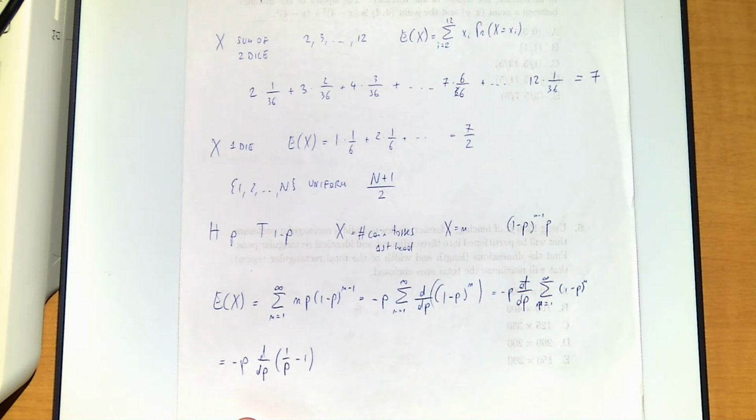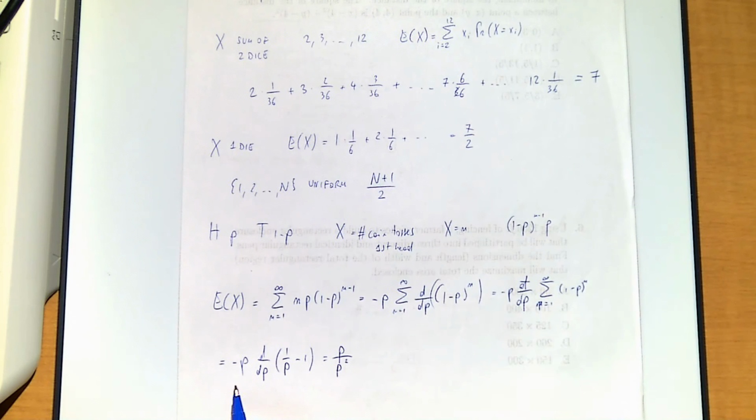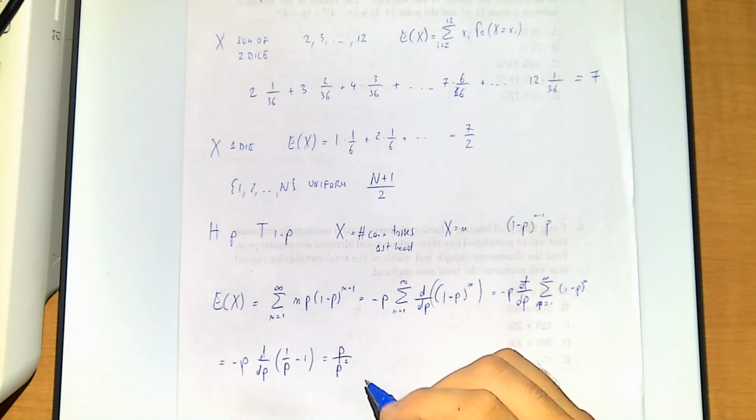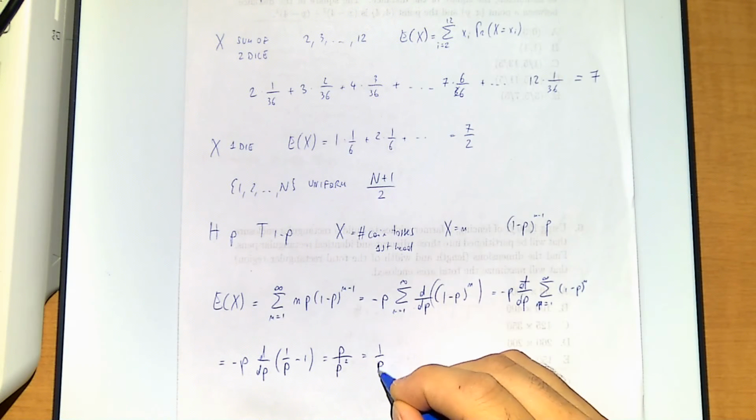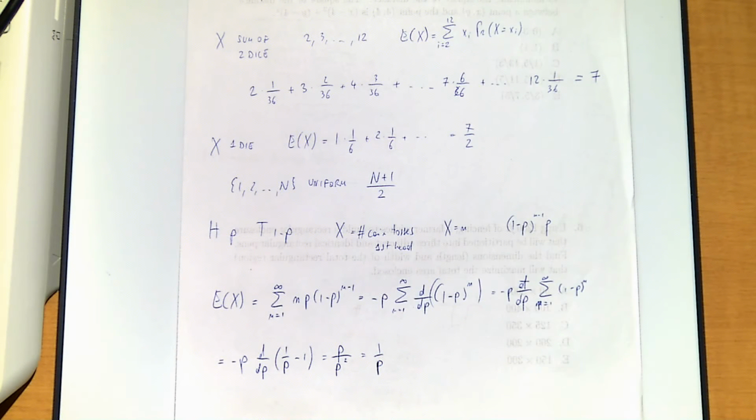And then when you take the derivative of this, you will get 1 over p squared, and you multiply by everything. So the derivative of this will be minus 1 over p squared. This part, minus 1 over p squared times 1 minus p, is plus p over p squared. Okay, and this is just 1 over p. So then we get the expected value is actually 1 over p.